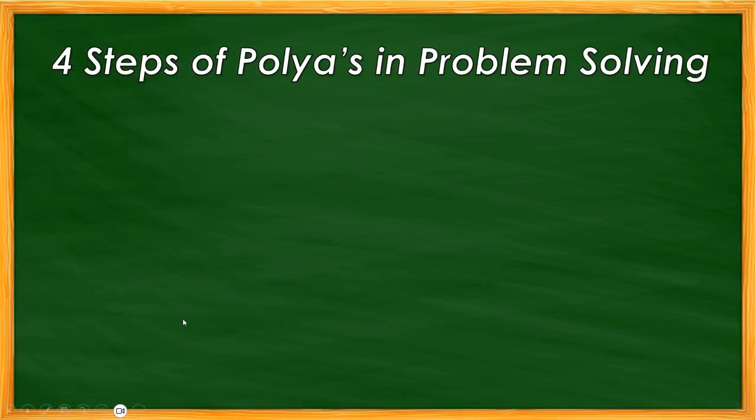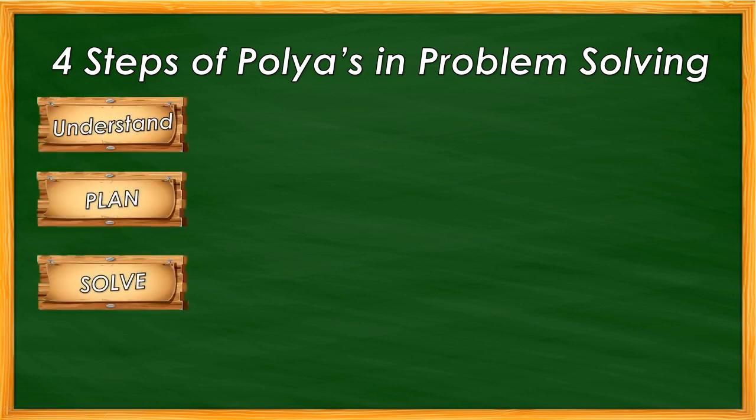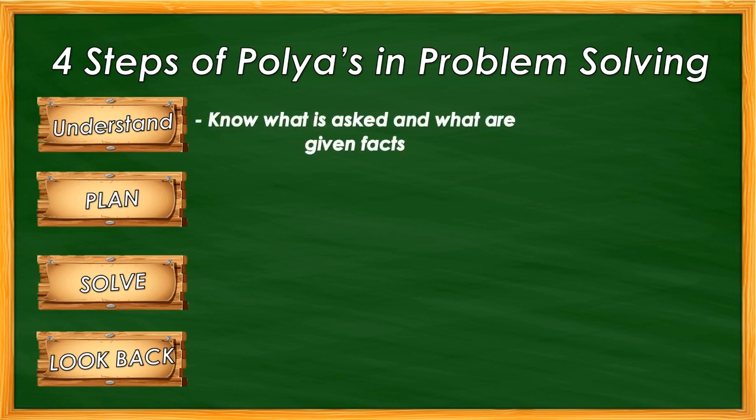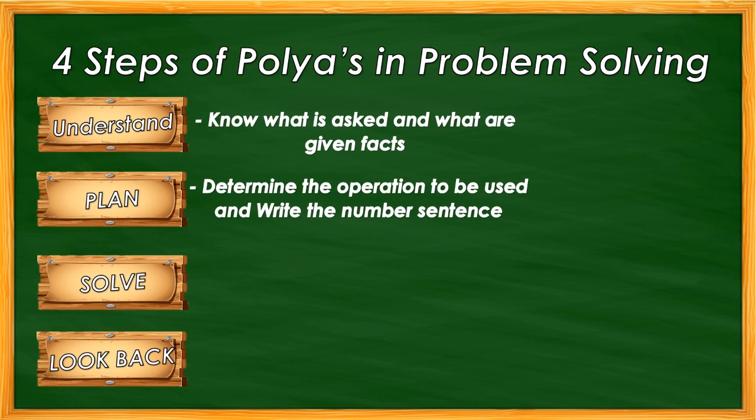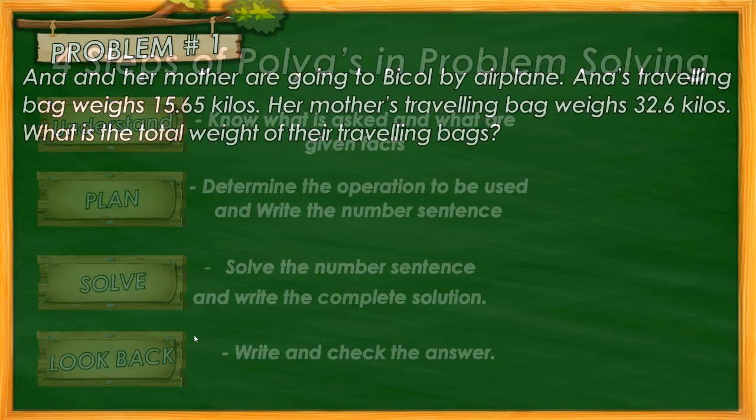First, let's use the four steps of Polya in problem solving. Let's recall: understand first the problem, plan, solve, and look back. By understanding the problem, we're going to know what is asked and what are the given. By planning, we're going to determine the operation to be used and write the number sentence. To solve the problem, solve the number sentence and write the complete solution. And to look back, we're going to write and check the final answer. Now, let's go back to the problem.